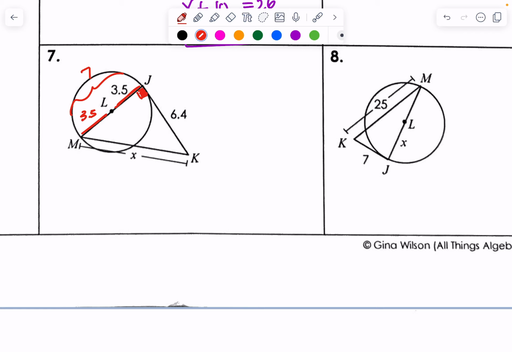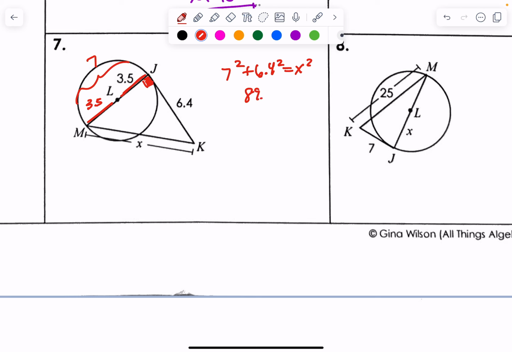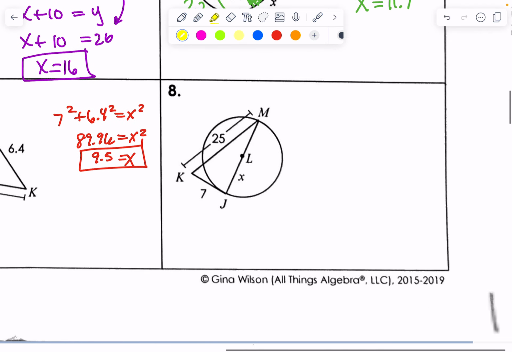So 7 squared plus 6.4 squared equals x squared. Put that all in the calculator, 7 squared plus 6.4 squared, and you get 89.96 equals x squared. Take the square root, and we get that x is 9.5. So again, pay close attention to the numbers that you're given and make sure that you're checking radiuses. Every time it's been the radius that we need to carry to another part of the problem.